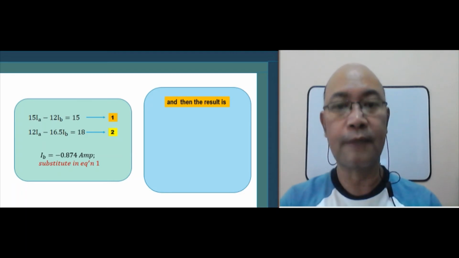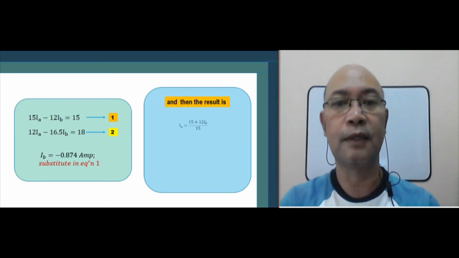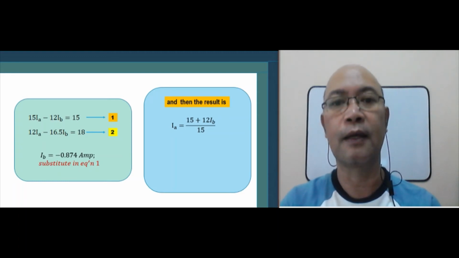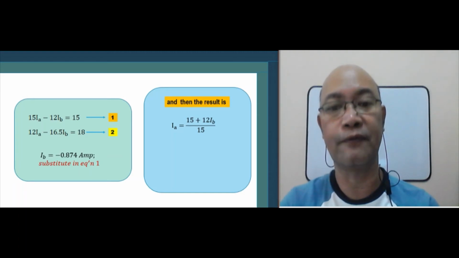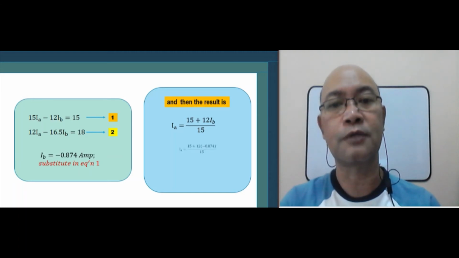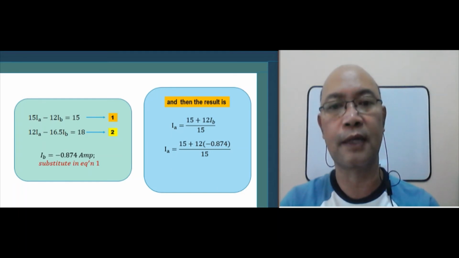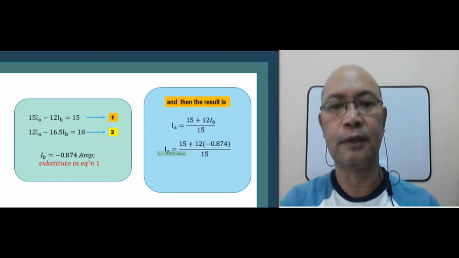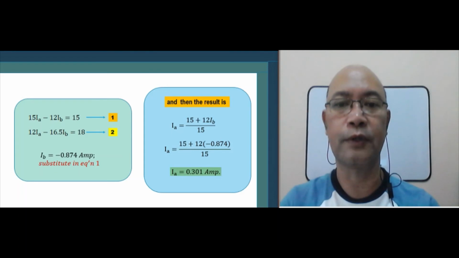If we do that, the result would be this one. Using equation 1, we have IA equal to 15 plus 12 IB all over 15. Substituting the value of IB, negative 0.874, your IA now will be equal to 0.301.